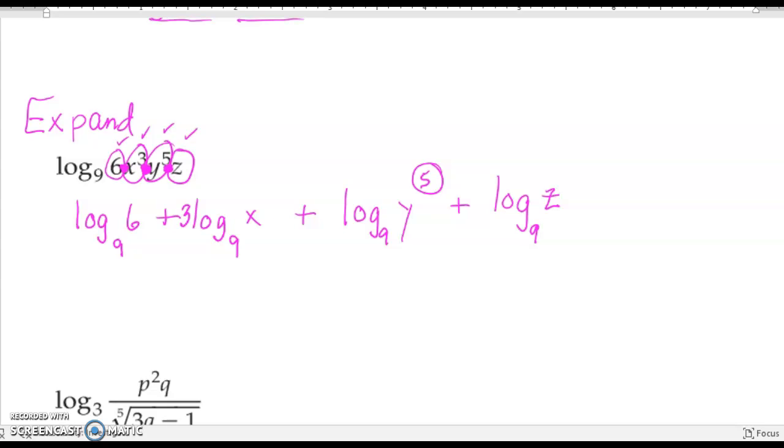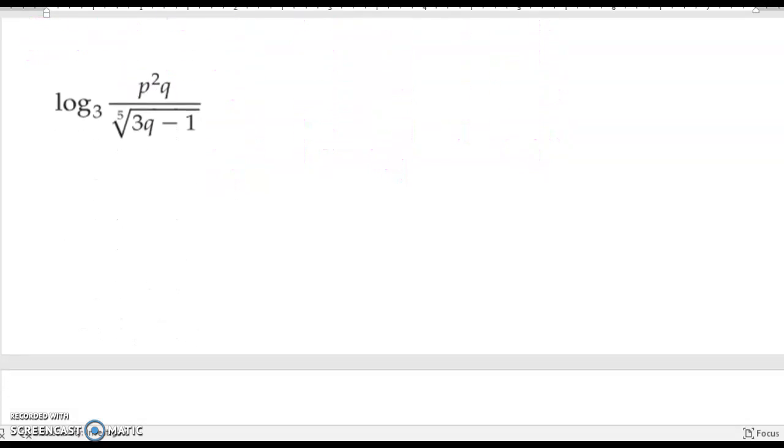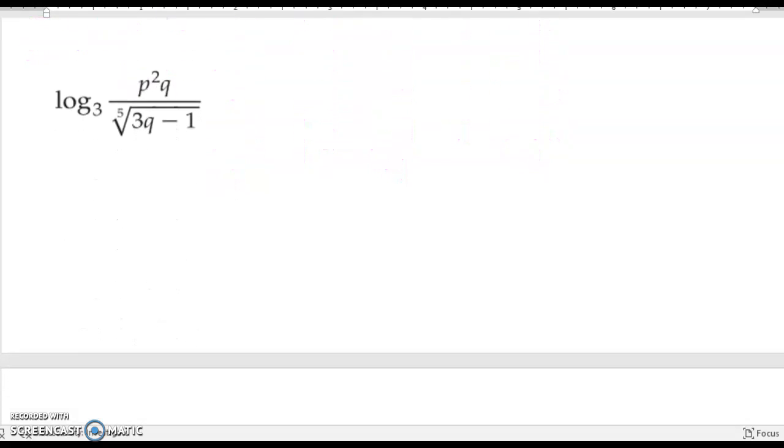I'm just going to move the 5 and I'll put the 5 in front of the word log. There we go. That's completely expanded. And here's one more example of expanding. I'm going to have to write log base 3, 1, 2, 3 times. But before I do it, I'm going to rewrite the denominator.